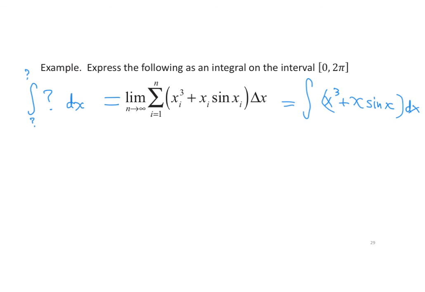But we're not done yet because we need these numbers here, which we call the limits of integration. So what are the limits of integration? What's the a and the b that went on the integral? Well, remember the endpoints of our interval are a and b. That means the limits of integration will be 0 to 2 pi. And that's it. All we were asked to do in this problem is express this as an integral. Remember, this symbol is the integral symbol.